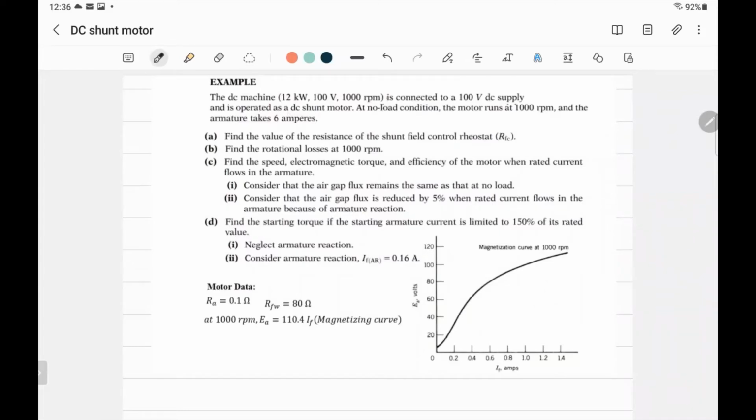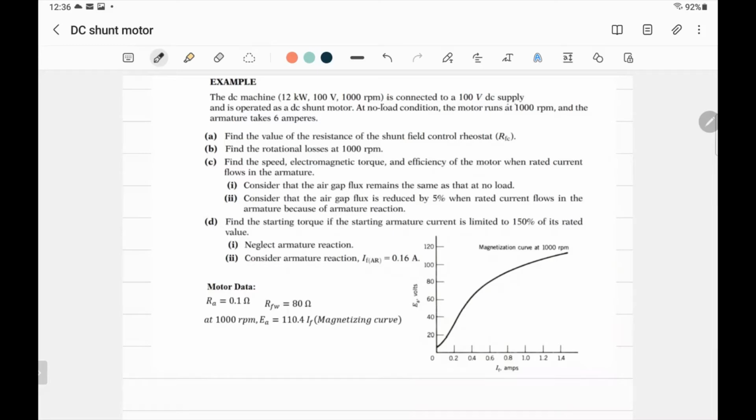Because usually they leave the field terminals available for you when you get the DC machine, and the armature terminals, and then you connect whatever you want. At no load condition, when there's no load, the motor runs at 1000 RPM and the armature takes 6 amp. We don't have load, but there is a current in the armature. You might think if you don't have load, you shouldn't have current, but you have current.